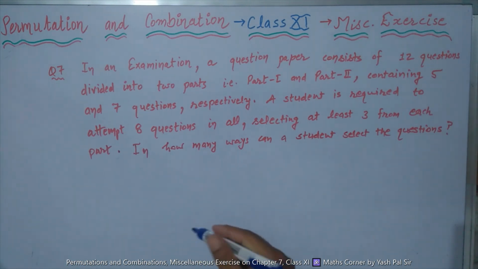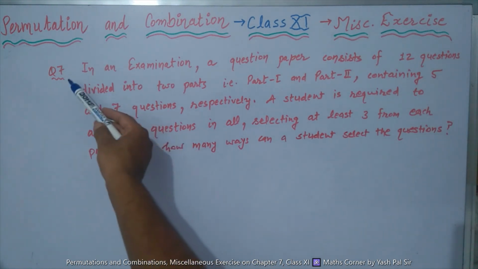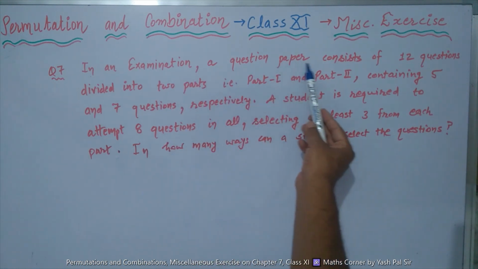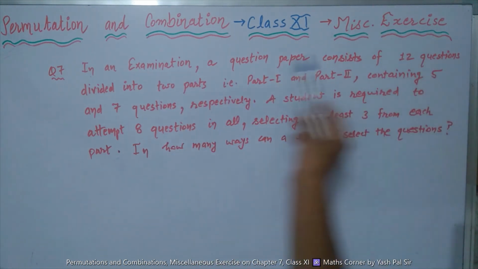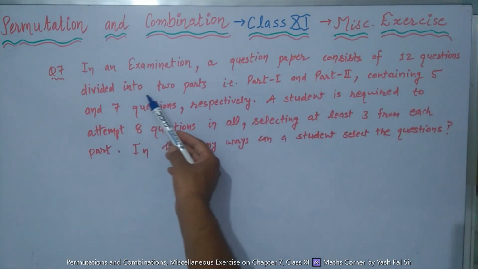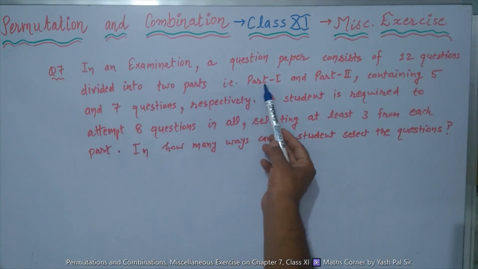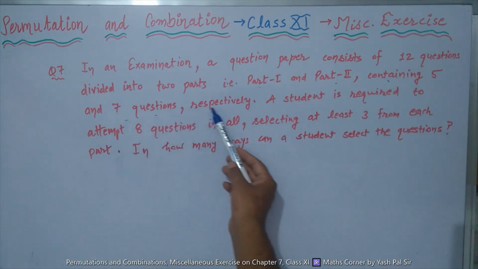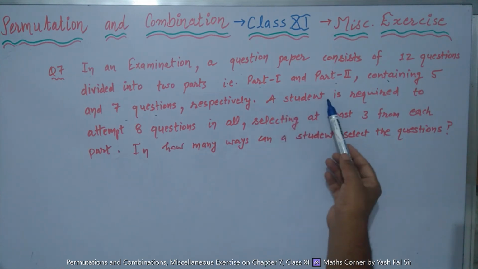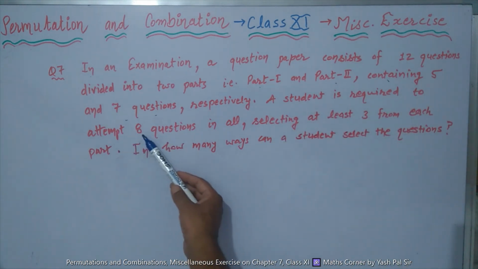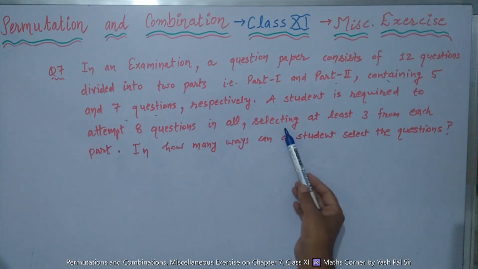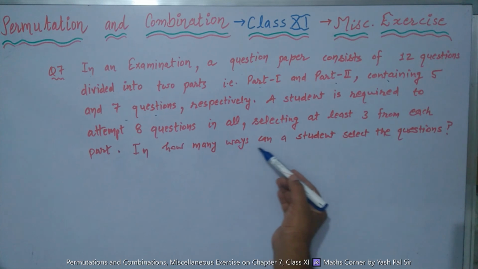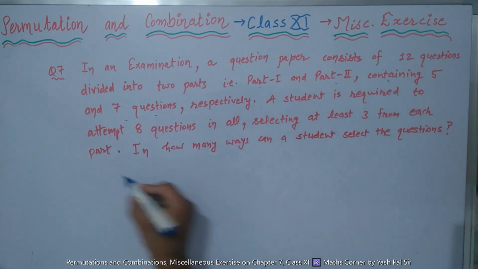Now let us see what is there in question number 7. Question number 7 is, in an examination, a question paper consists of 12 questions divided into 2 parts, that is part 1 and part 2, containing 5 and 7 questions respectively. A student is required to attempt 8 questions in all, selecting at least 3 from each part. In how many ways can a student select the questions?